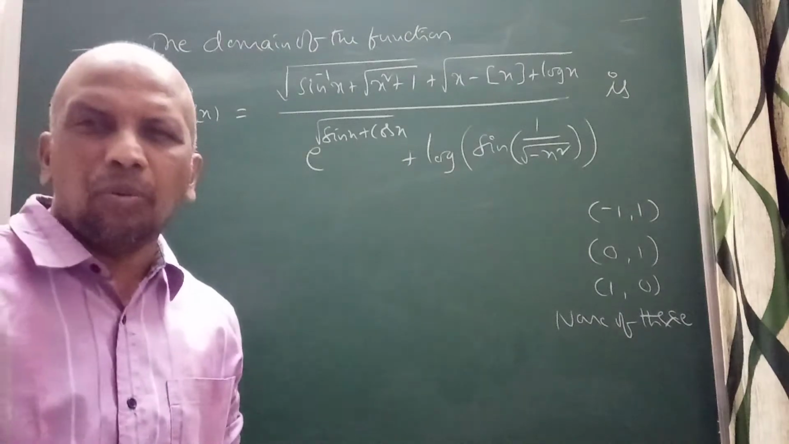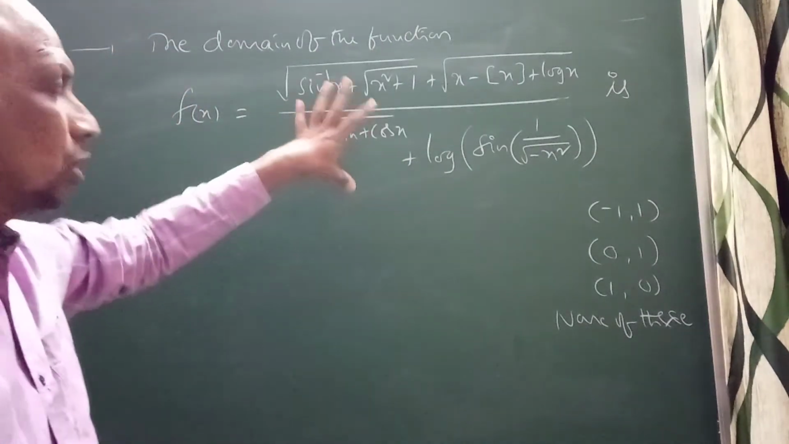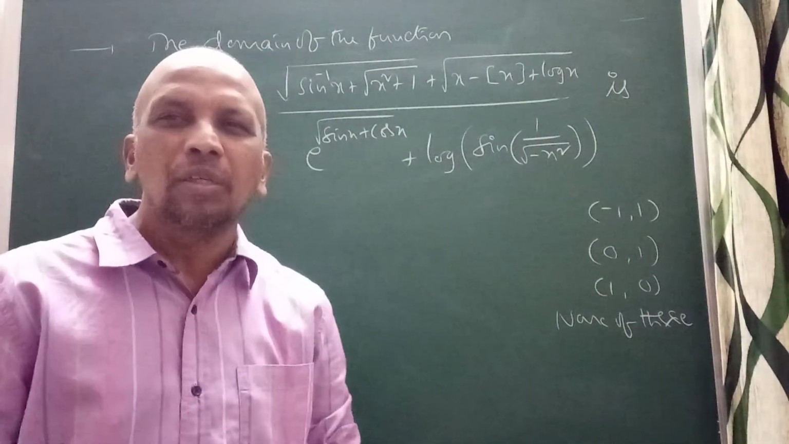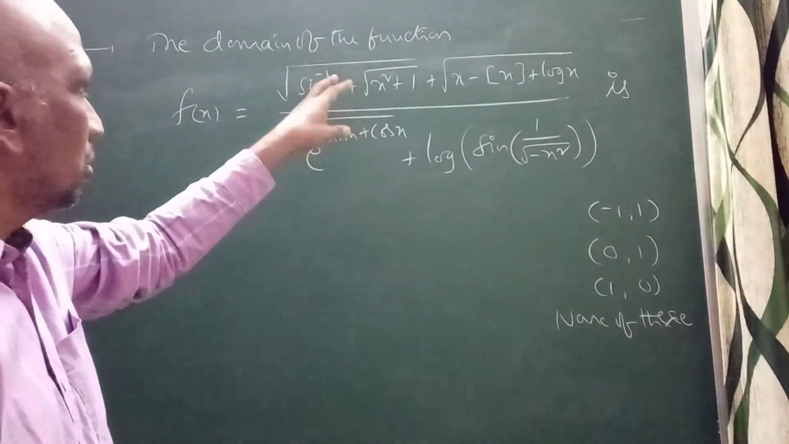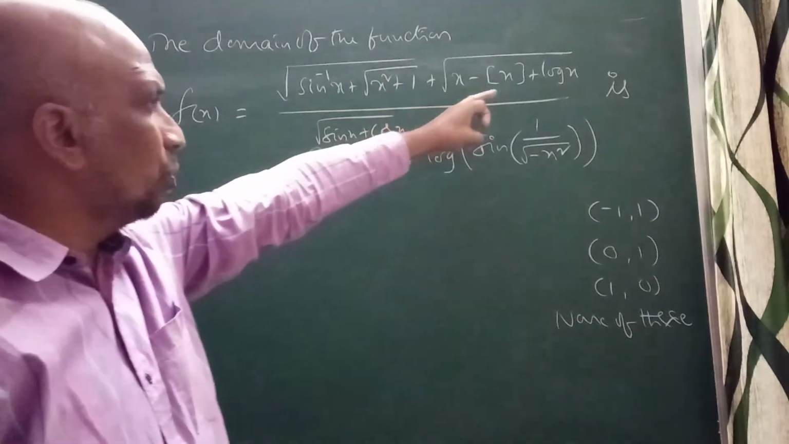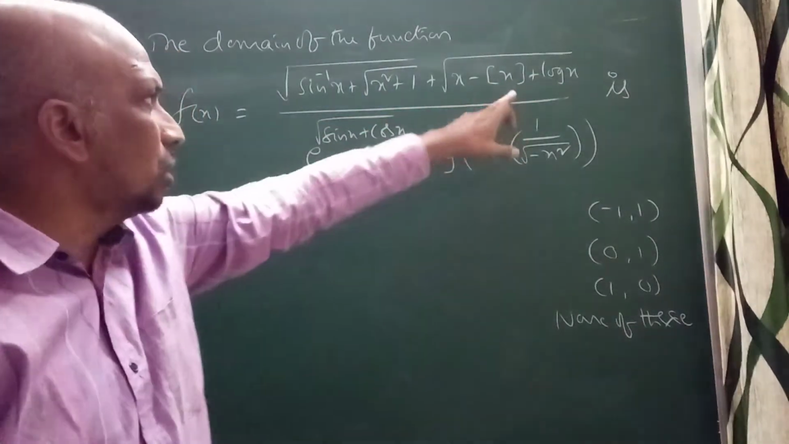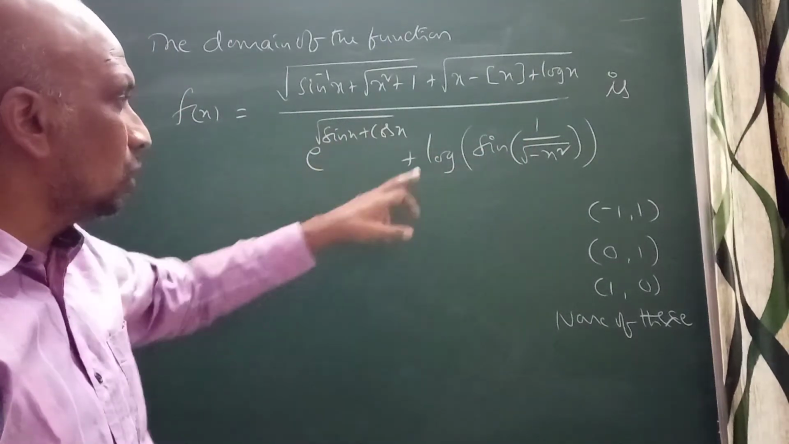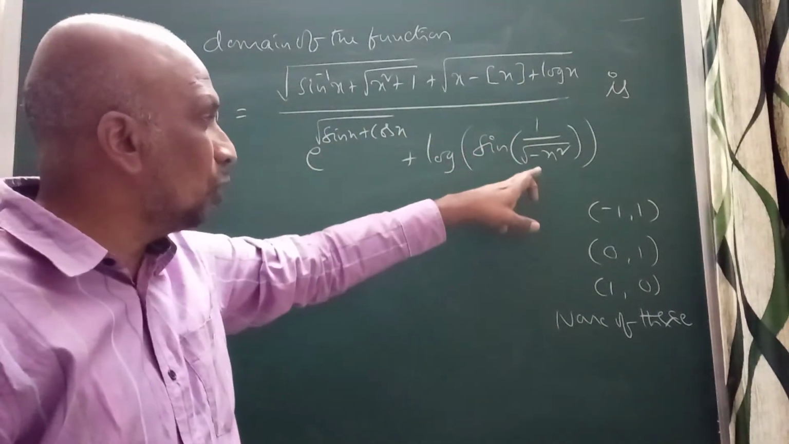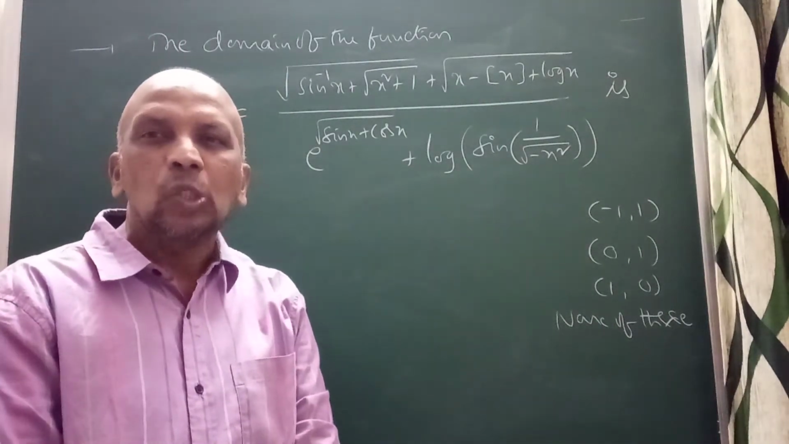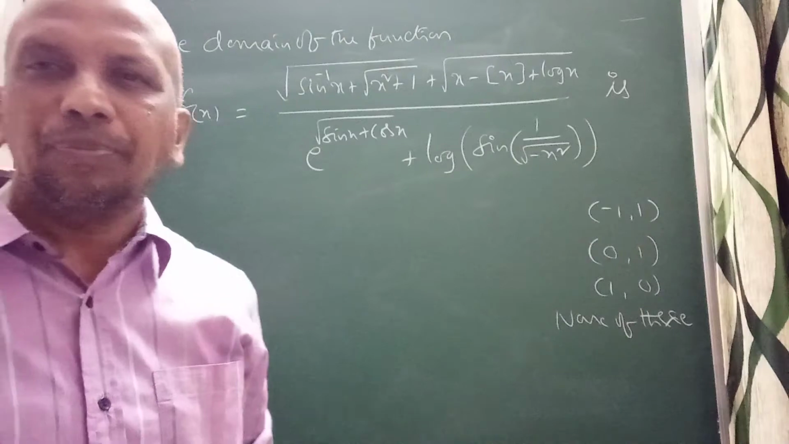See in this problem. Look into this problem. You may feel it is a very difficult problem. Nothing is there in this. They have given so many terms. Root of sine inverse x plus root of x square plus 1, root of x minus step x plus log x, this is step x, by e to the power of root of sine x plus cos x, log of sine of 1 by root of minus x square. Root of minus x square. So what is the domain of this function?